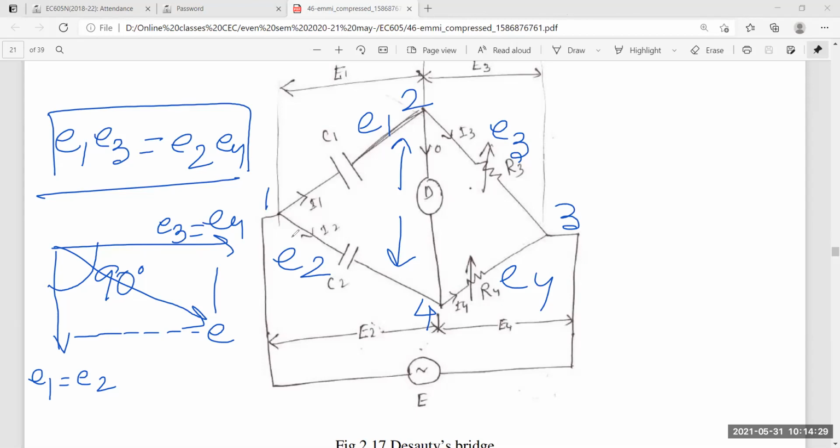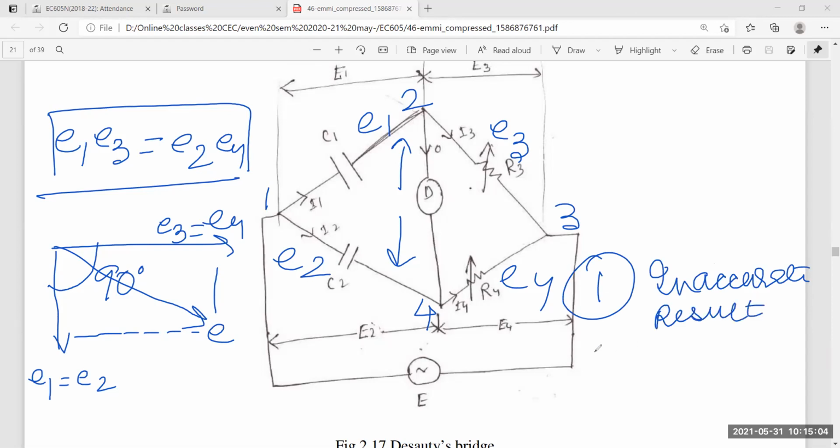Okay. So now what we need to do, so this is all about the basic structure of the phasor. Now there are some advantages and disadvantages. Some advantages are that this bridge is quite simple and provides easy calculations, but this structure has some disadvantages. Why? Because this bridge gives inaccurate result. First disadvantage is that this bridge gives inaccurate result.